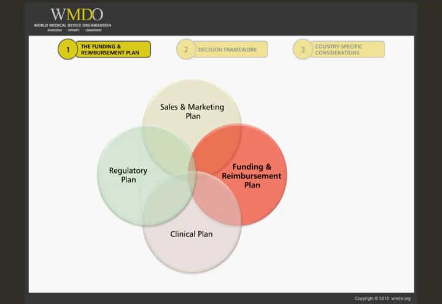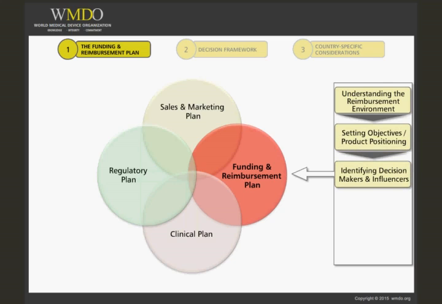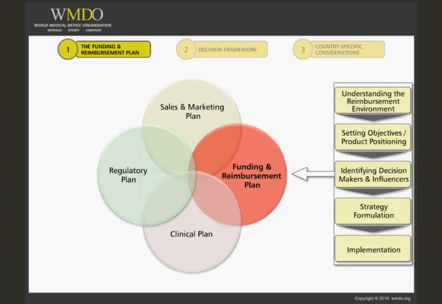Here are the steps involved in the reimbursement planning process. Step 1, understanding the reimbursement environment. Step 2, setting objectives for product positioning. Step 3, identifying decision makers and influencers. Step 4, strategy formulation. And finally, Step 5, the actual implementation.